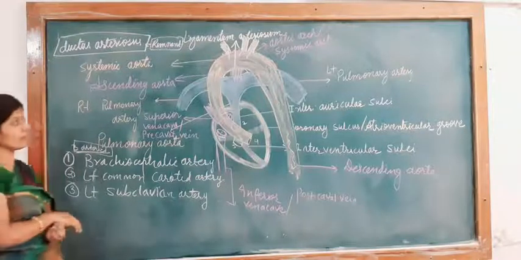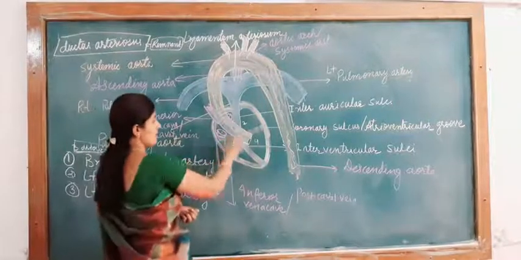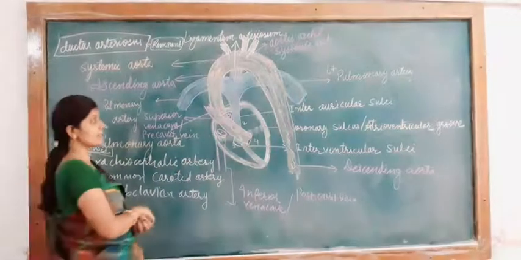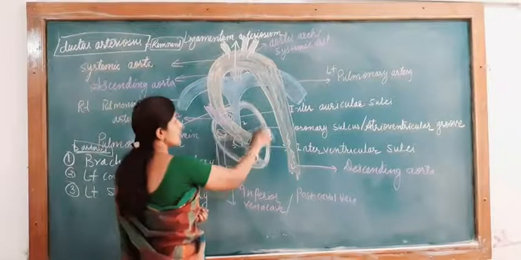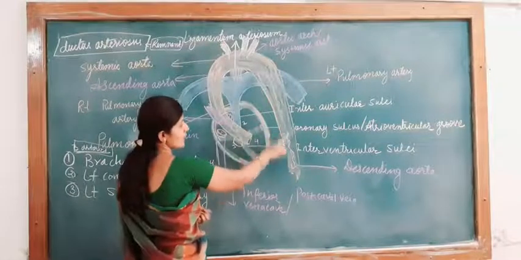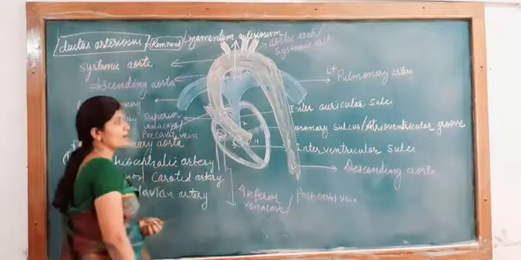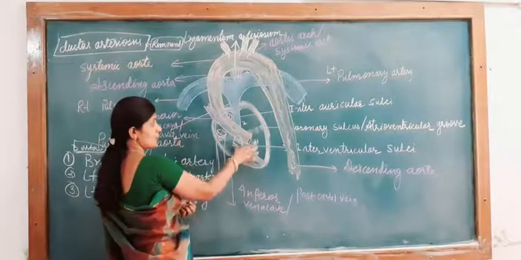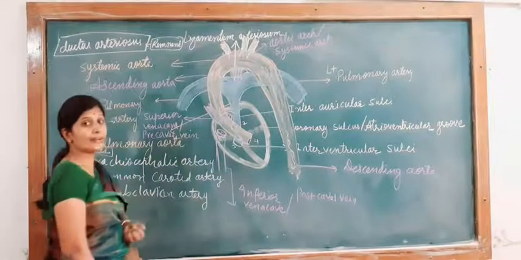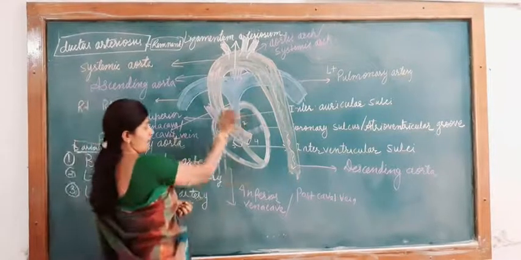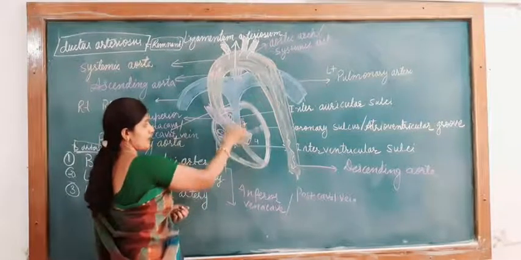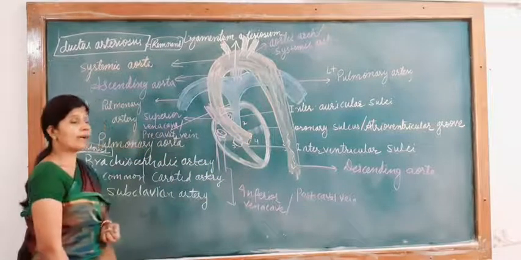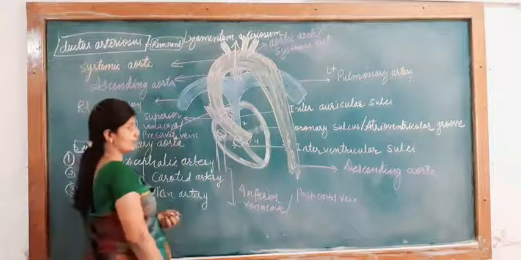So once we take a review. Here the human heart is situated in the thoracic cavity in the mediastinum, and externally when we see, we will find a transverse groove. That transverse groove is called the coronary sulcus or atrioventricular groove, which is present in between the atrium and ventricle. Upper chambers are called atria, lower are called ventricles. In between that it is there, so it is called the atrioventricular groove or coronary sulcus.